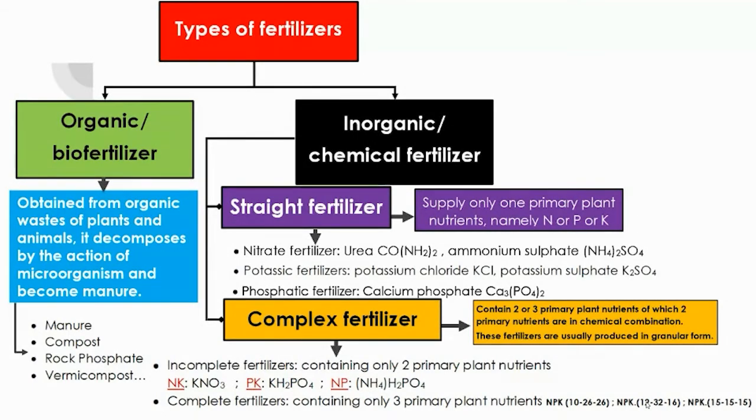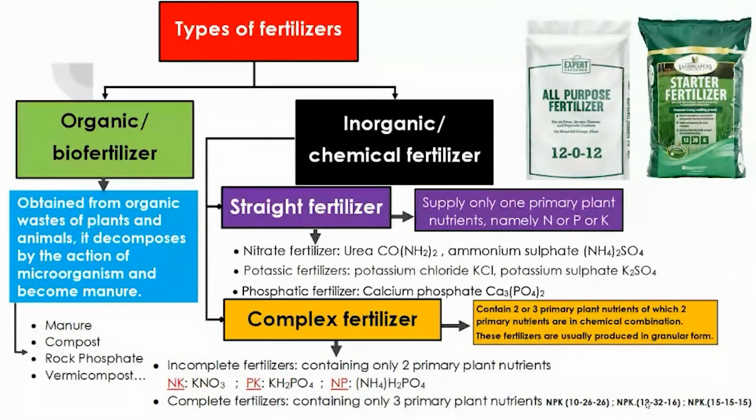Another one is complete. Complete means that it contains the 3 primary plant nutrients, like NPK 10-26-26, NPK 12-32-16, and NPK 15-15-15. So through this point, do you have any question to ask about the type of fertilizers?